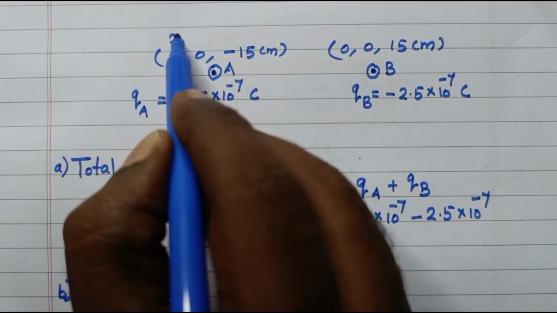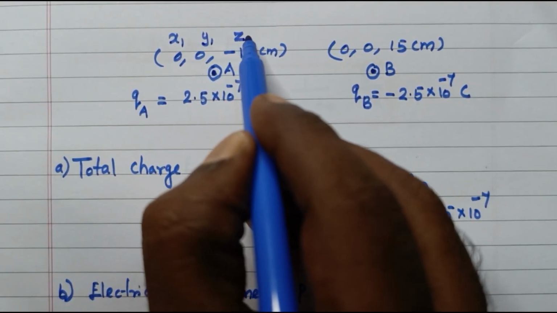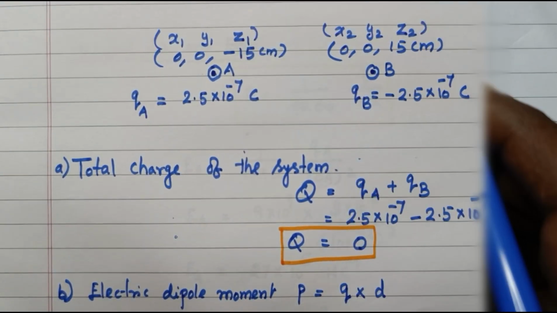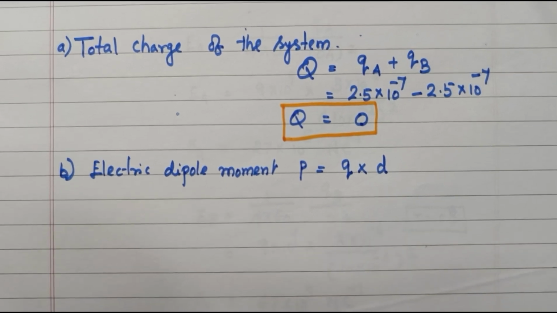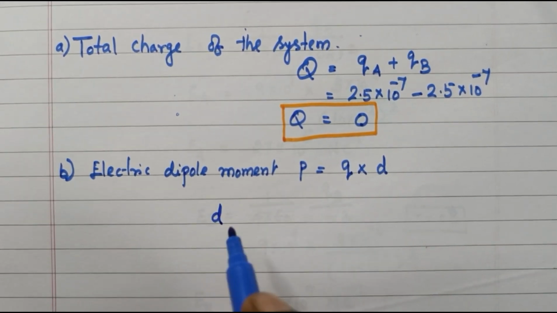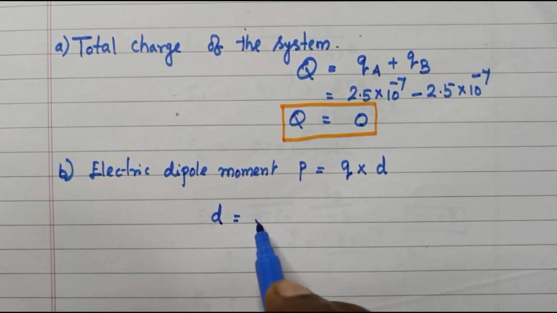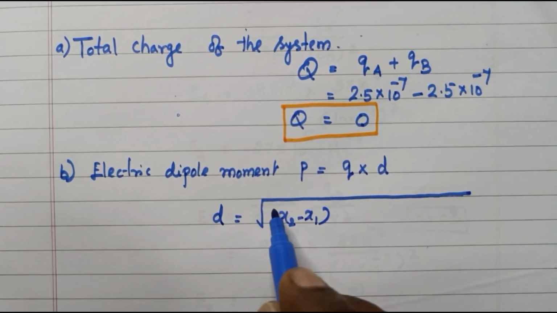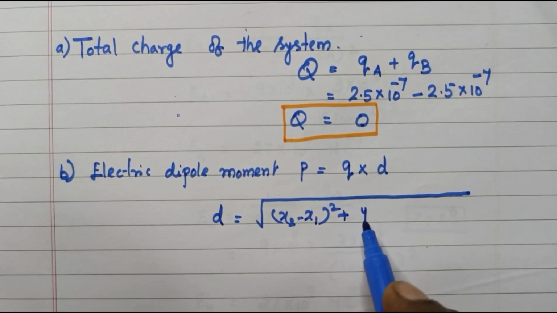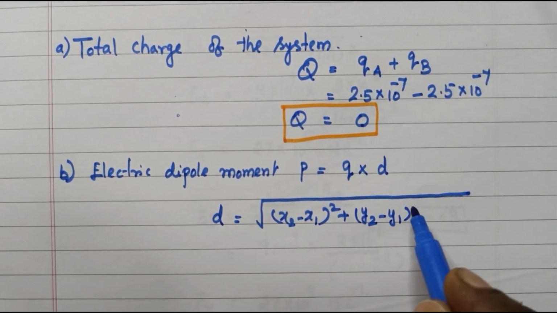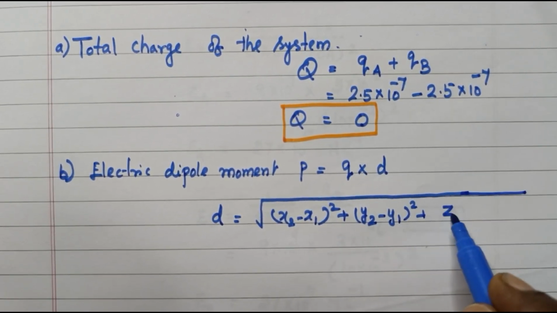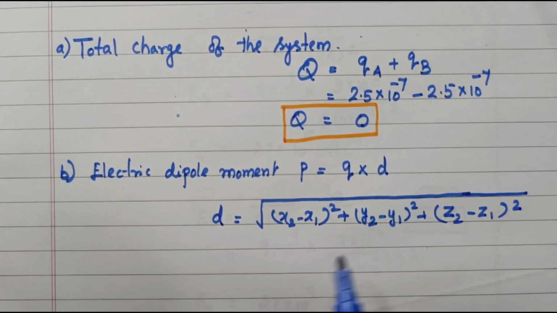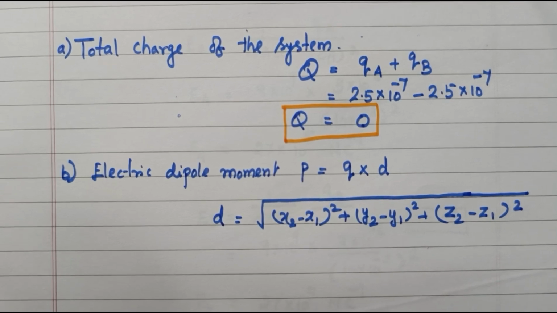Let this is x1, y1 and z1. This is x2, y2 and z2. So how to find the distance between the two points? The distance between the 2 points is given by D is equal to under root x2 minus x1 square plus y2 minus y1 square plus z2 minus z1 square. So this is the formula to find the distance between the 2 points if you know the position coordinates.